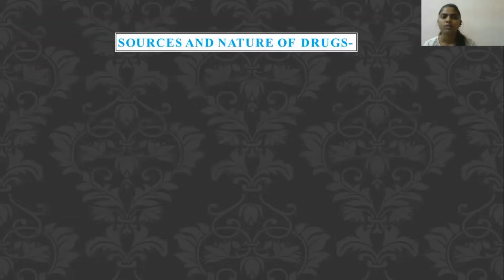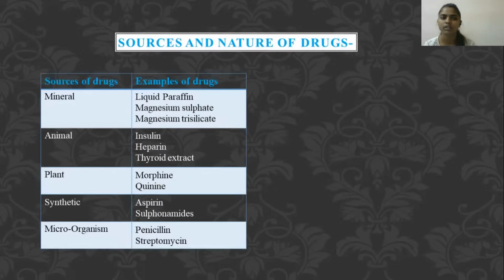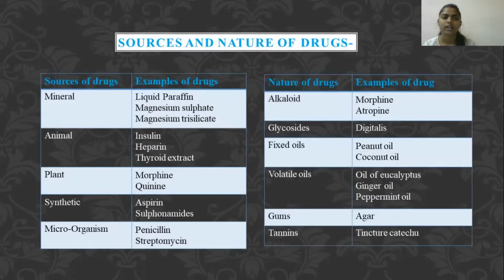Then there are different sources and natures of drugs. These are the sources of drugs with their examples. Minerals: liquid paraffin, magnesium sulfate, magnesium trisilicate. Animals: insulin, heparin and thyroid extract. Plants: morphine and quinine. Synthetics: aspirin, sulfonamide. Microorganisms: penicillin, streptomycin.